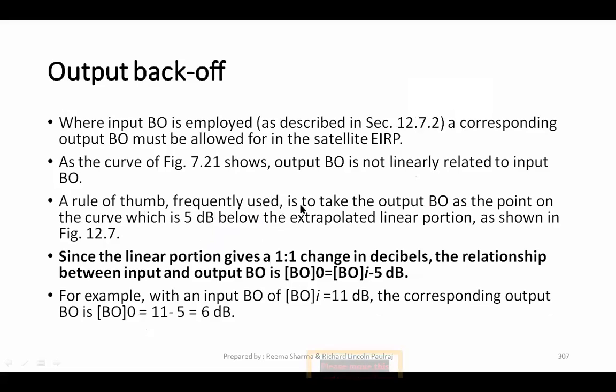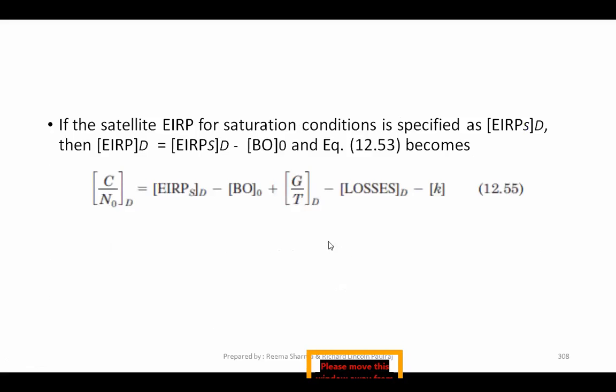As a rule of thumb, frequently used is to take the output back off as the point on the curve which is about 5 dB below the saturated value. Since the linear portion gives a 1:1 change in decibels, now this is important here. Output back off is equal to input back off minus 5 dB, however much your input back off is. So you minus 5 dB, and that gives your output back off values. For example, if I have 11 dB, then minus 5 is going to give 6 dB. So this 6 dB is going to be my output back off.